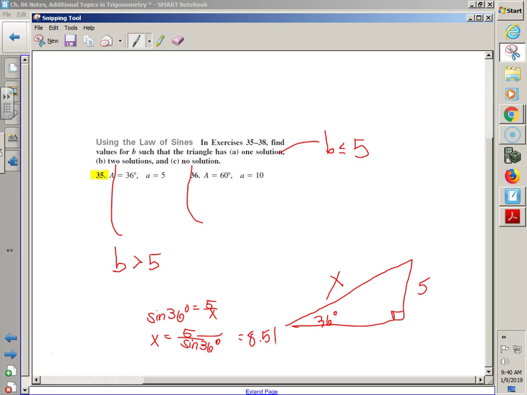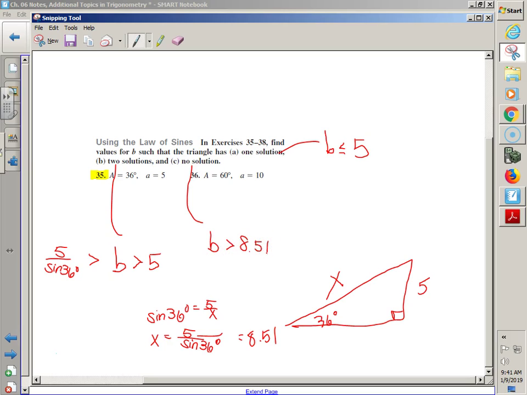What's the struggle? We see greater than 5 and think, oh yeah, you can go as big as you want. But if that side gets really, really big, what's going to happen to that poor little 5? So bigger than 5 and less than 5 over sine of 36. You could be super snazzy and write 5 over sine of 36, or you could put the 8.51 or the decimals.